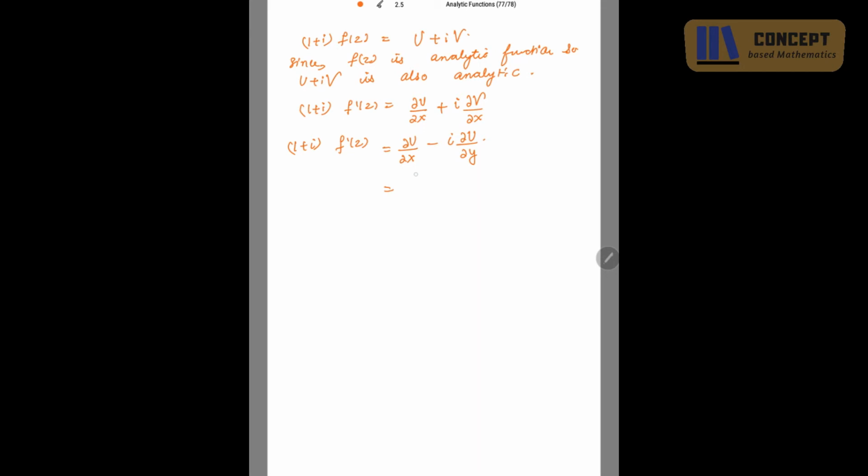Now what is del U over del x? We have U with us, so just differentiate U with respect to x. You get 3x square plus, on solving, 6xy minus 3y square. You have to check on your own. Minus iota del U over del y. If you find, then on solving you will be getting 3x square minus 6xy minus 3y square.